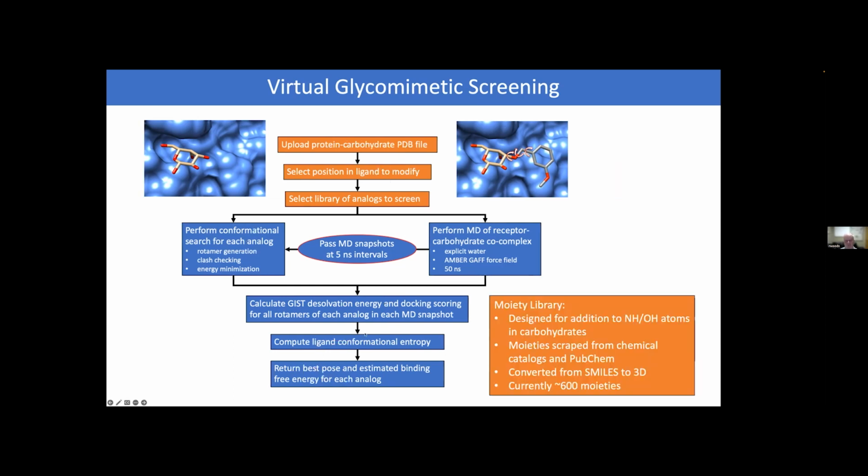For the library itself, we've designed it, as I mentioned, to allow you to add moieties to hydroxyl groups or to amino groups, which are common in sugars. The moieties were scraped from chemical catalogs such as Sigma, or also from PubChem. Usually you get a SMILES string that we convert to 3D. And at the moment, I think we have, I could be underestimating this, we might be closer now to 1,000, but let's say 600 different moieties.